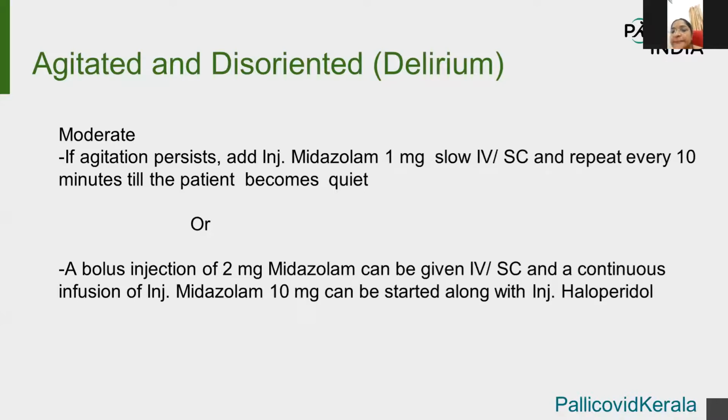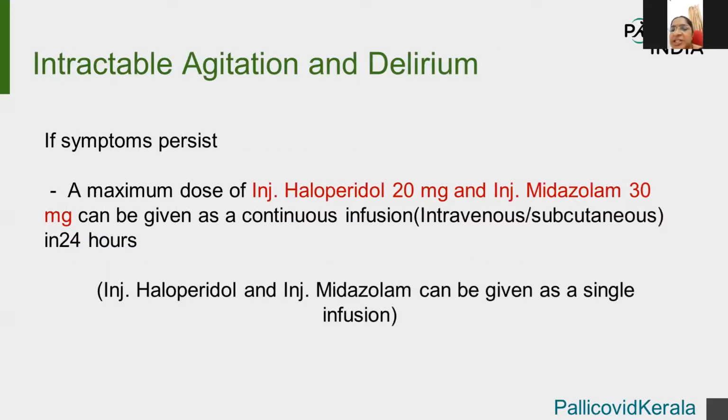Next slide, please. So intractable agitation and delirium, if symptoms persist, a maximum dose of injection haloperidol 20 milligrams and injection midazolam 30 milligrams can be given as a continuous infusion in 24 hours. So especially Dr. Raj Gopal, he has a lot of experience with using injection haloperidol up to 20 milligrams. In other countries, sometimes this is not the case, but you can follow your own principles. But in case you see severe agitation, we have experience in using injection haloperidol up to 20 milligrams.